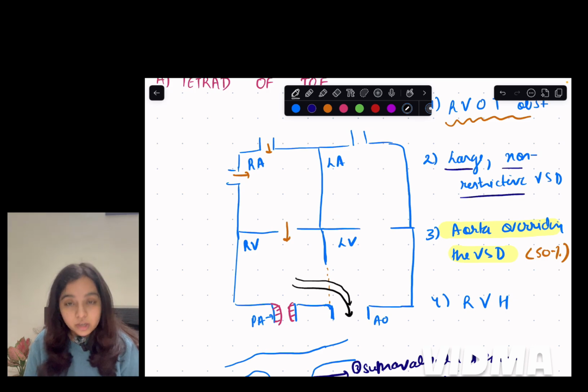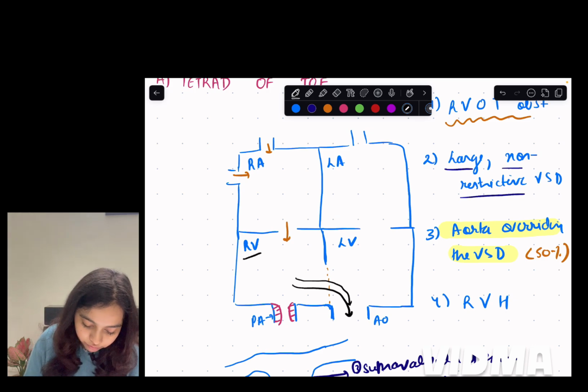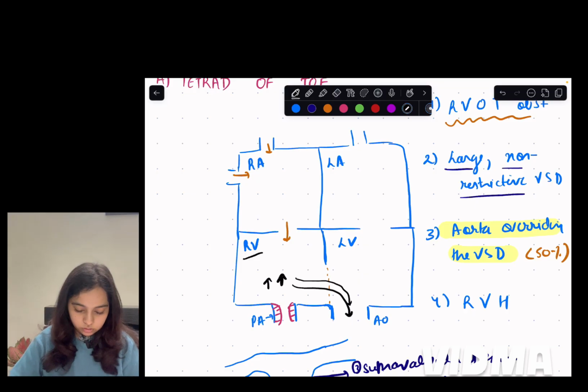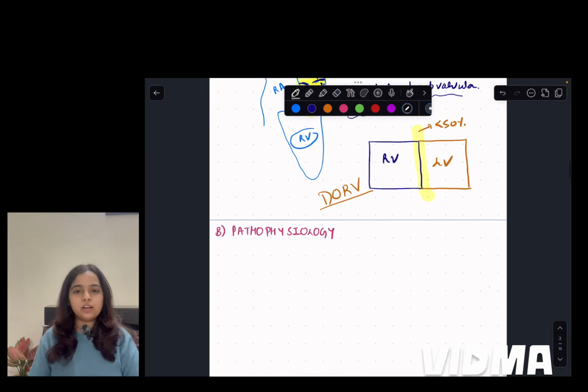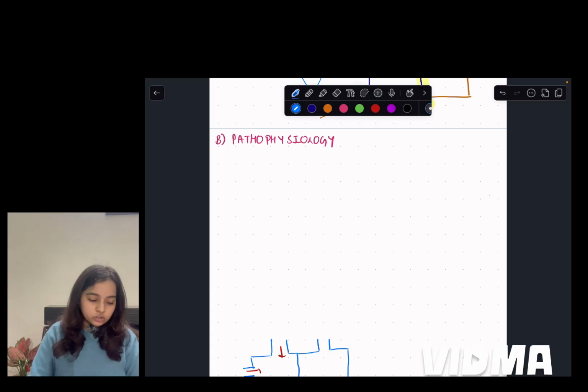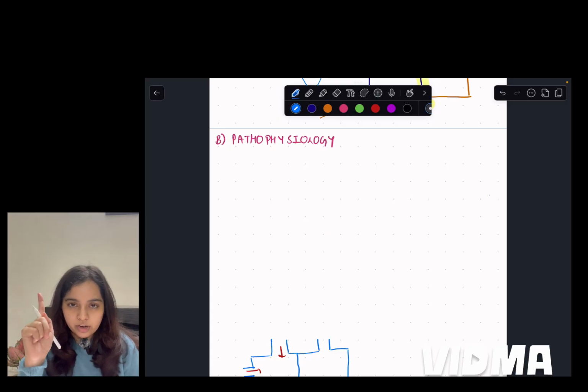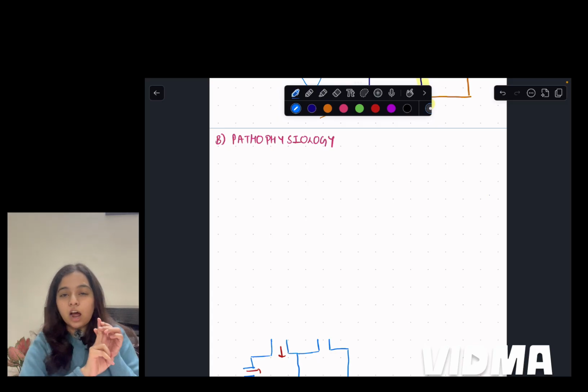And due to this pressure overload, the right ventricle also undergoes hypertrophy, right? So this is an important component of the tetrad of TOF. Now let's understand the pathophysiology of tetralogy of Fallot. First, there is right ventricular outflow tract obstruction. Second, there is a large non-restrictive VSD.